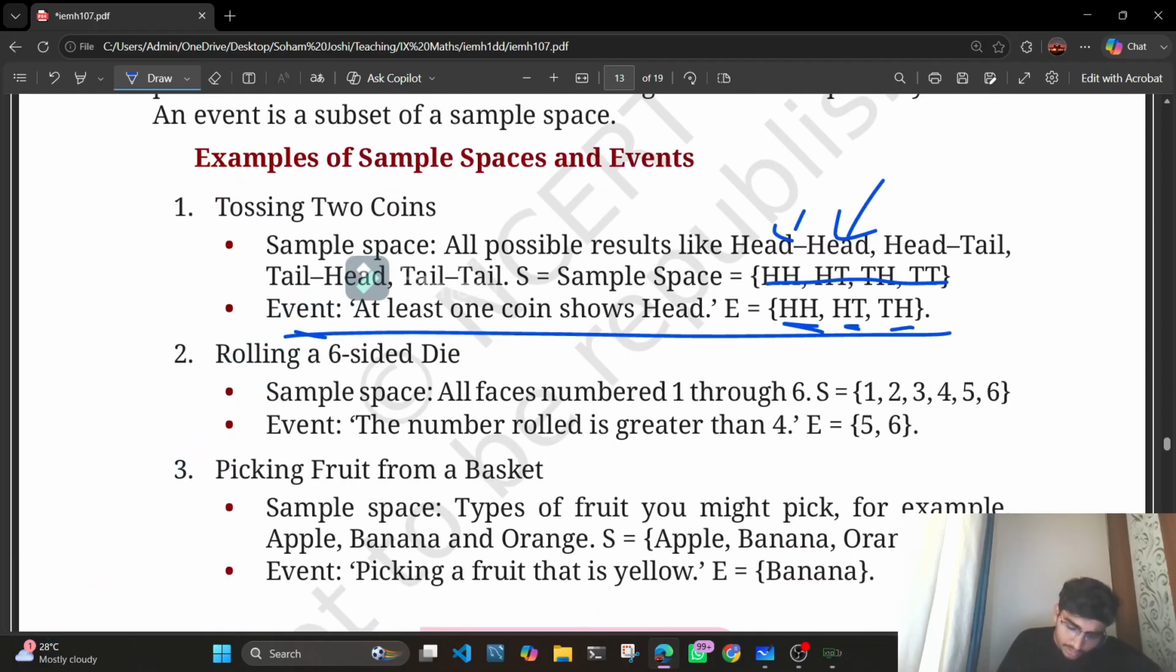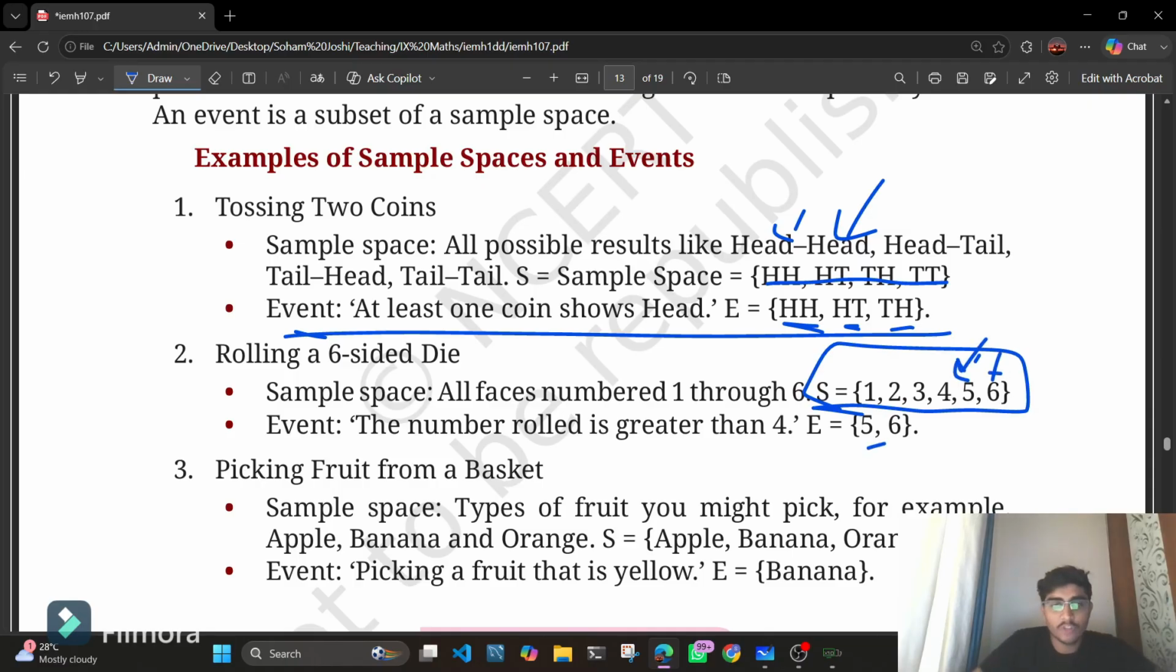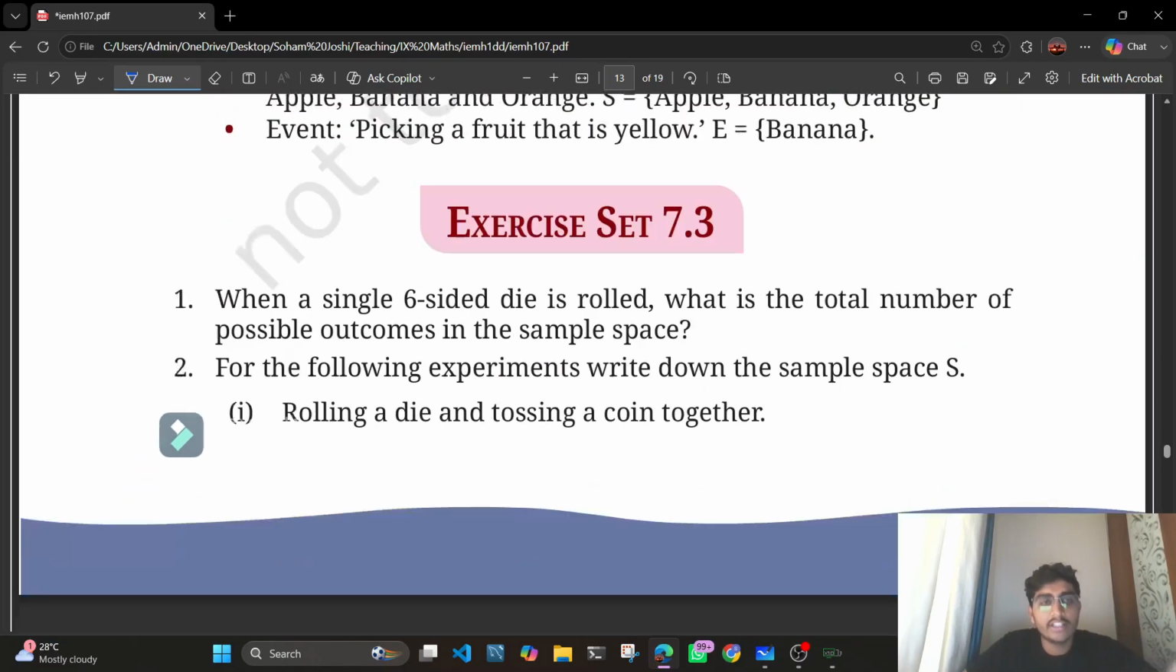Okay. Rolling a six-sided die. So this is the sample space: 1, 2, 3, 4, 5, 6. Event: the number rolled is greater than 4. Now the number should be greater than 4. So the event can have 5 or 6. 5 is also greater than 4, 6 is also greater than 4. So that is how we define an event.